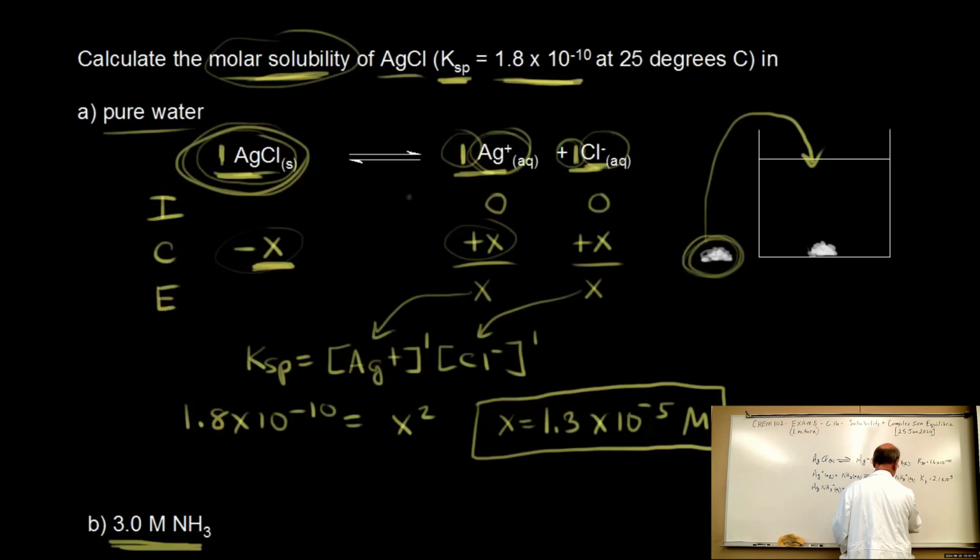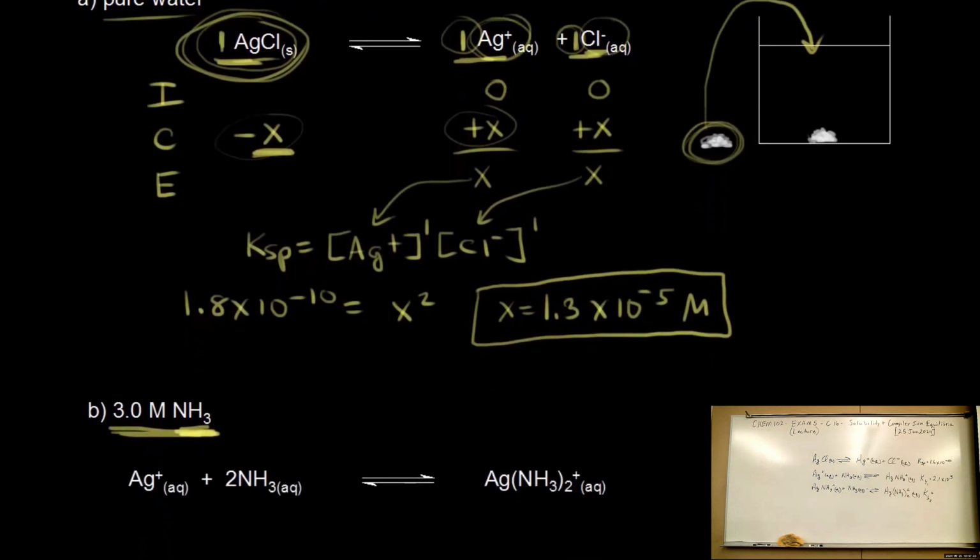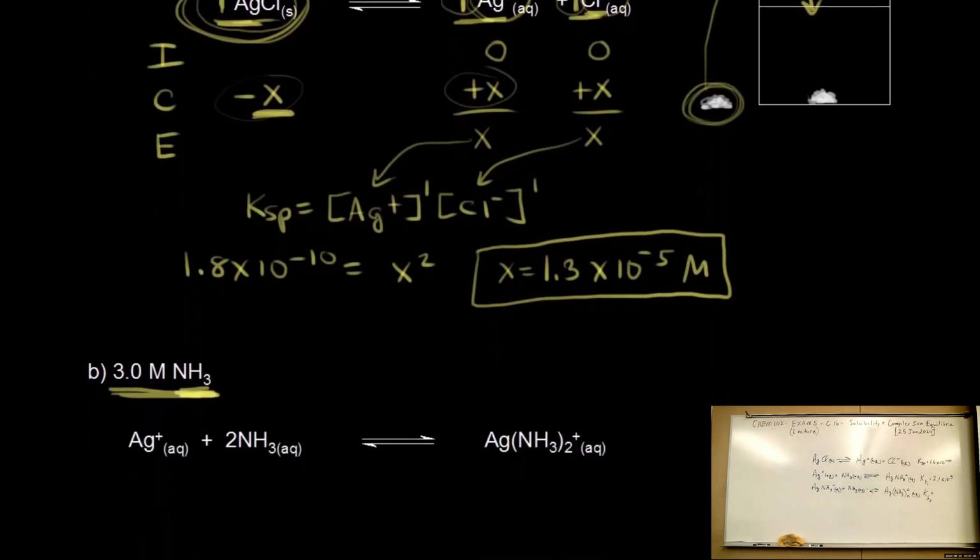Let's see what happens when we have ammonia present instead of pure water. So we have a 3 molar, right? We have some ammonia present now. What happens when ammonia is around silver cations? Right, we get this reaction. So silver cations plus 2 molecules of ammonia give us what's called a complex ion over here.